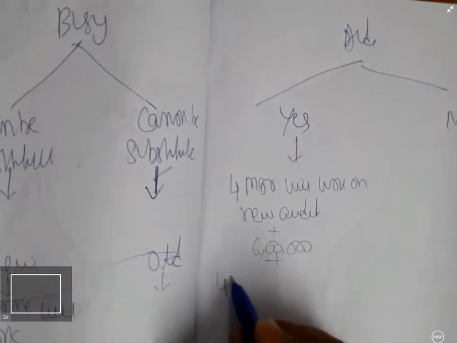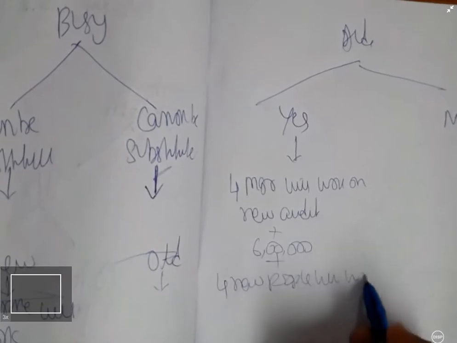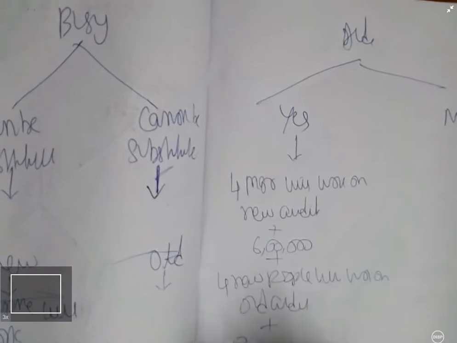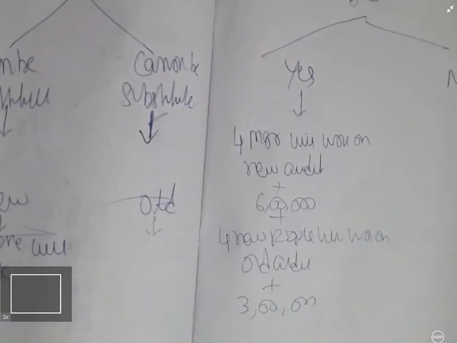4 new people will work on the old audit, and you pay them 3 lakhs. So 4 managers will work on the new audit and you will pay them 6 lakhs. And some new people are recruited for the old audit which is going on, and you pay them 3 lakhs.